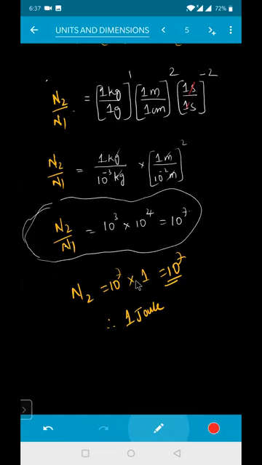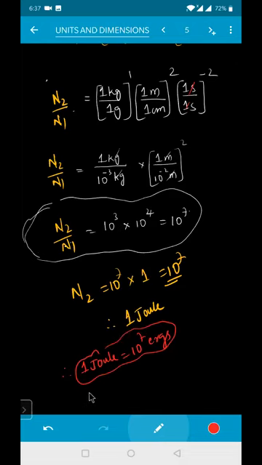So n2 is equal to 10 to the power of 7 into n1. The n1 value is 1. So therefore I can write here 1 joule is equal to 10 to the power of 7 erg, because this is n1, this is your u1, and this is your n2, and this is your u2. The n2 value is 10 to the power of 7. I hope you got a rough idea related to that.